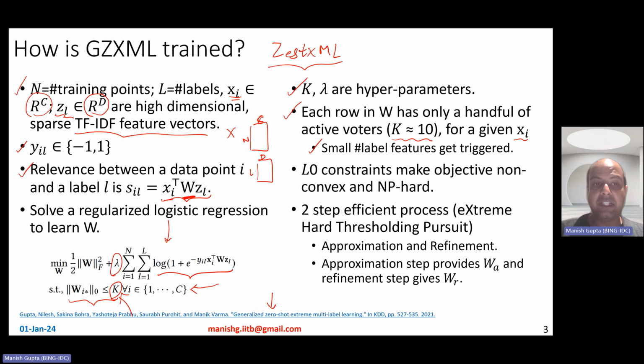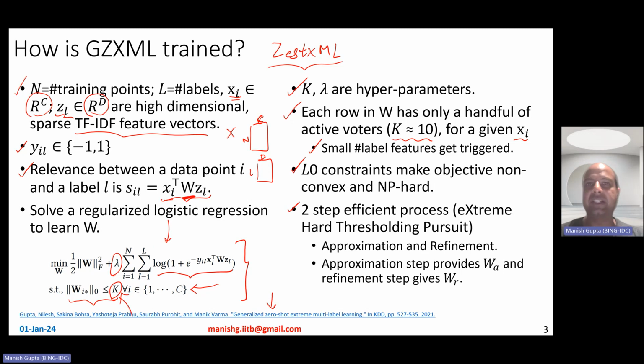Although this formulation with the L0 constraints is super nice in the sense that it naturally models the problem, the L0 constraints actually make this problem non-convex and therefore NP-hard to solve, which basically means it would be a very inefficient solution. So the paper proposes a two-step efficient process, which is called extreme hard thresholding pursuit.